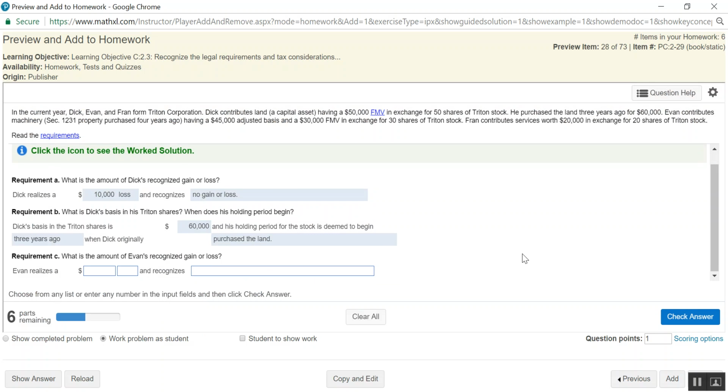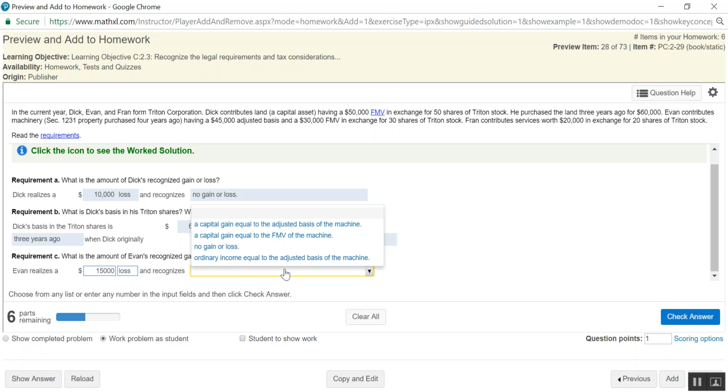Next, we have to go through the same exercise with regard to Evan's transfer of the machinery. Evan realizes a loss of $15,000, which is the $30,000 fair market value minus $45,000 adjusted basis. So he also transferred loss property. And that's going to be important when we look at the basis of the property in the hands of the transferee corporation. So he realizes a $15,000 loss.